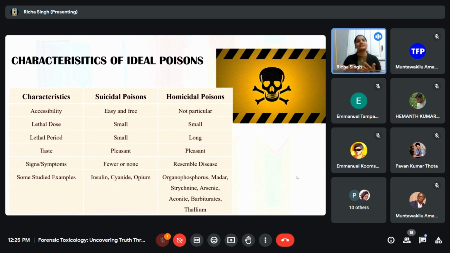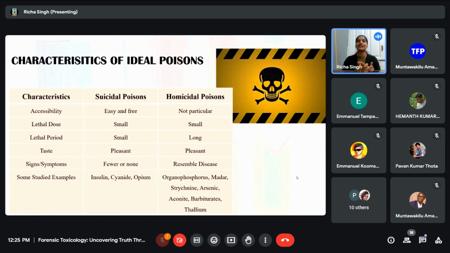Then cyanide again, with apple seeds themselves, but highly not suggested. Opium again. And then in homicidal poison, we have organophosphorus, which are different types of pesticides and agricultural fertilizers, which are very available basically in village areas, or let's say among people who are into farming. So it's a very common type of homicidal poison which has been encountered.